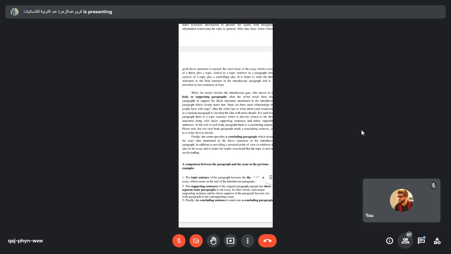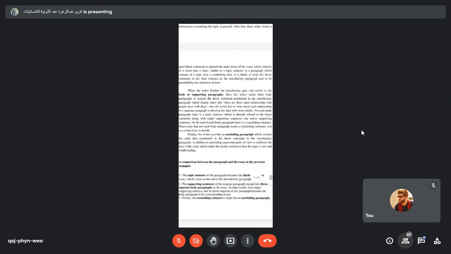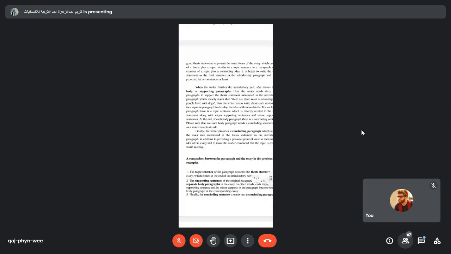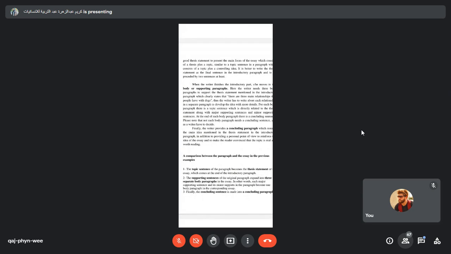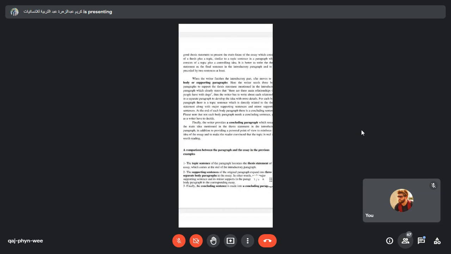For each body paragraph, there is a topic sentence, the one, of course, as you said, put in yellow, which is directly related to the thesis statement. كل paragraph من الـ body paragraphs لها topic sentence مرتبطة بالـ thesis statement في الـ paragraph الأول, along with major supporting sentences and minor supporting sentences. At the end of each body paragraph there is a concluding sentence, هذا خلاصة الكلام. Please note that not each body paragraph needs a concluding sentence, مو بالضرورة كل paragraph بي concluding sentence, but mostly you as a writer have to decide.